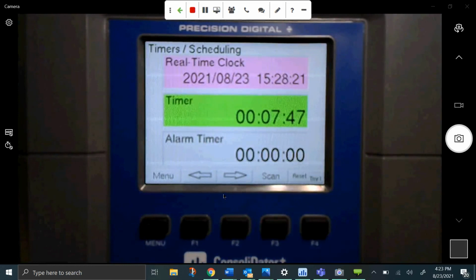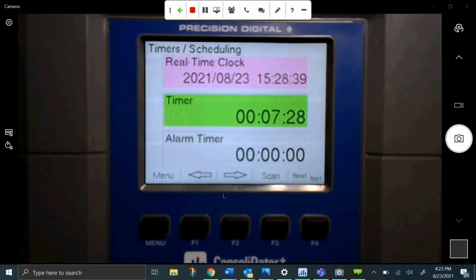So let's look at that again. I get an alarm. My timer starts counting up. I'm going to clear the alarm now. And it goes back to 0.